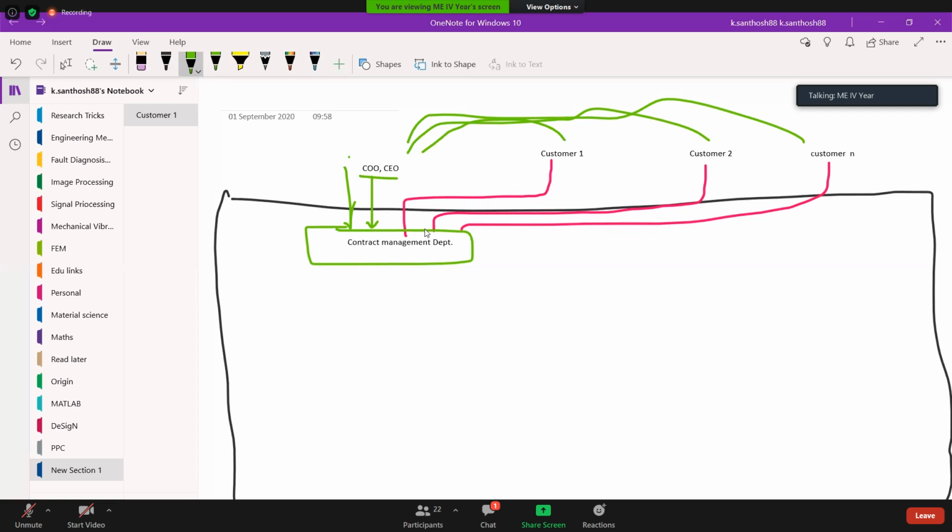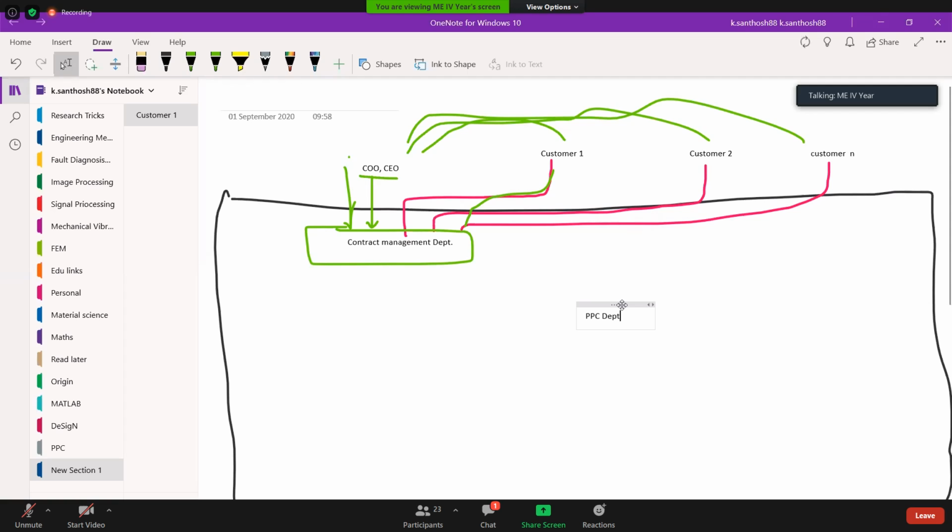From that day, for every process happening, if the customers want to know, the customer will directly contact the CMT department. Once the order is received, say we have to manufacture 10 motors or 10 vehicles, CMT will inform the PPC, the Production Planning Control department.